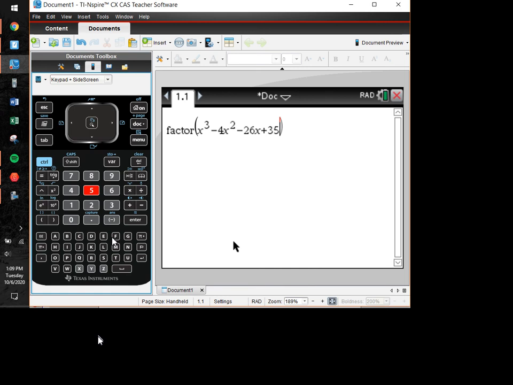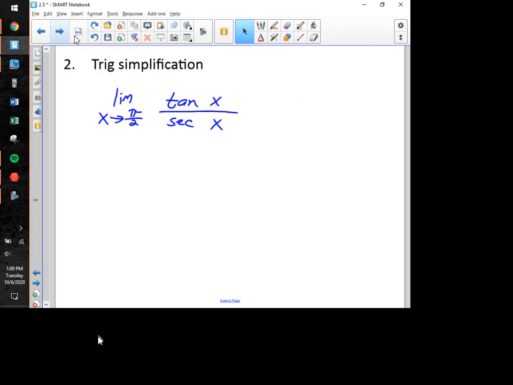Unlike the solve feature, guys, you don't have to tell it what variable to use now. There's only one variable, and it'll factor that for you into the x minus 7 times, and sure enough, x squared plus 3x minus 5. So good to know that we got that one right. Okay, back to this one now.